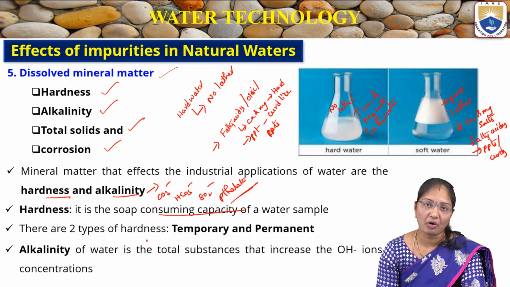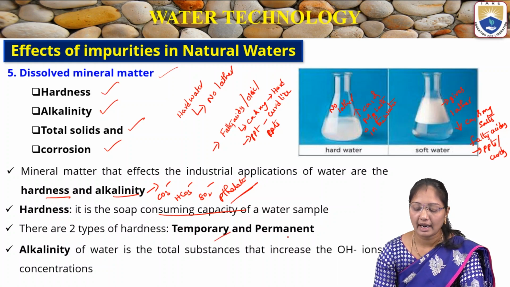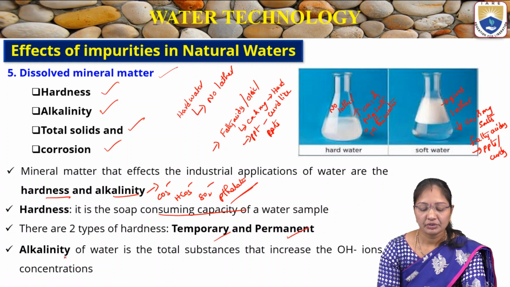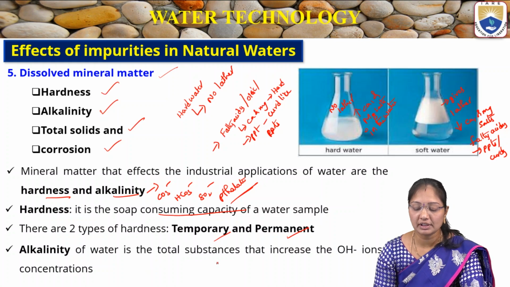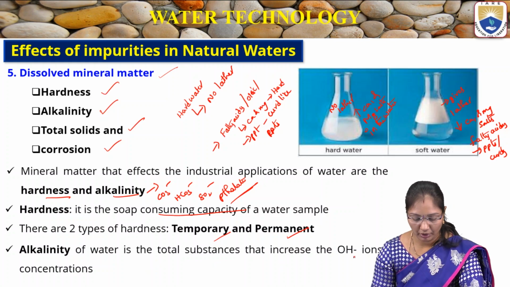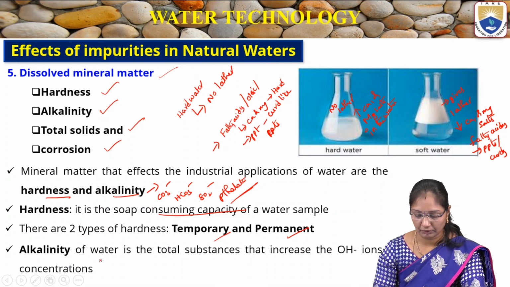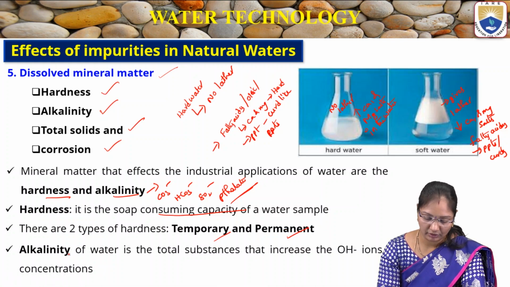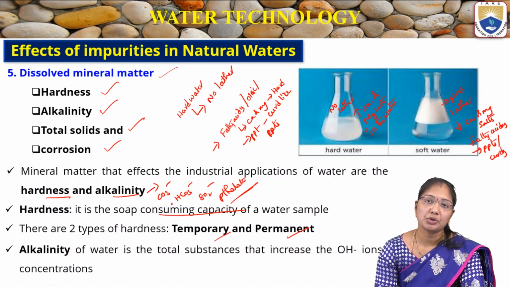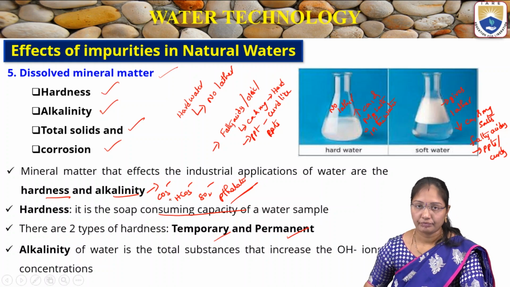There are two types of hardness, temporary and permanent hardness. The alkalinity of water is the total of substances that increase the OH minus concentration. Again, alkalinity is of two types, carbonate alkalinity and total alkalinity. Total alkalinity is the carbonate and bicarbonate together.